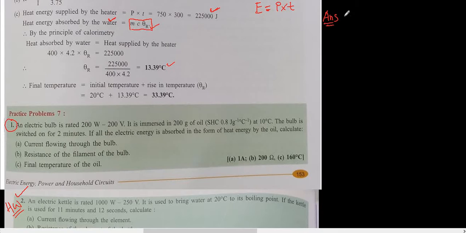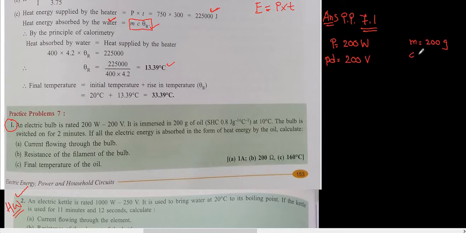So answer, practice problem 7.1. Understood? First of all, we will write down the data. What is given here? Electric bulb of power, how many watts? So 200 watt it is. So we write down watt. Potential difference is given. So PD is equal to how much? 200 volt. It is immersed in 200 grams of oil. So we will write down mass of oil is equal to 200 grams.